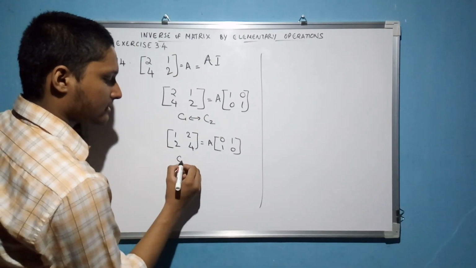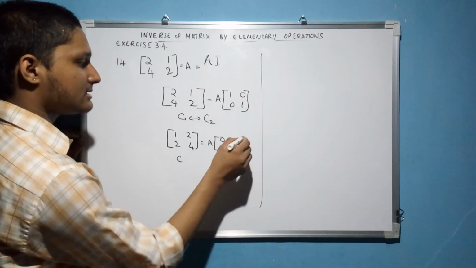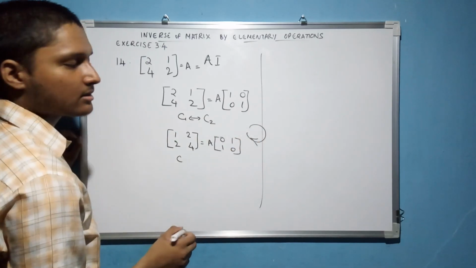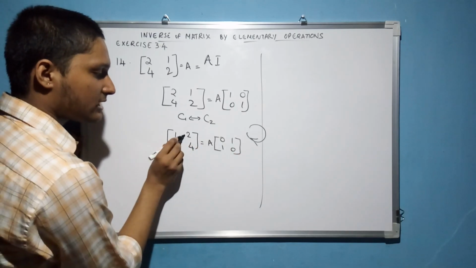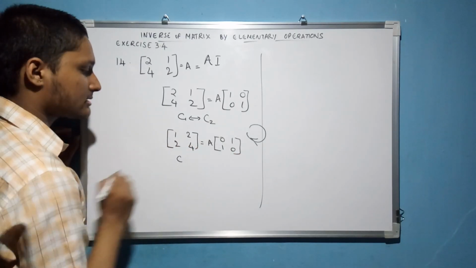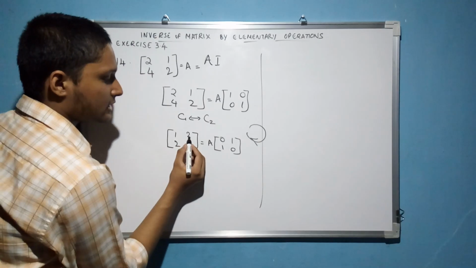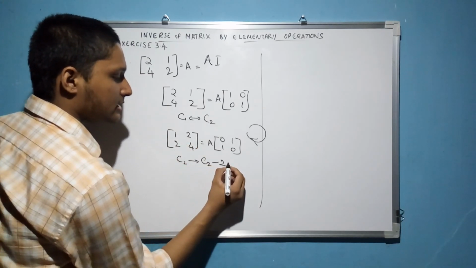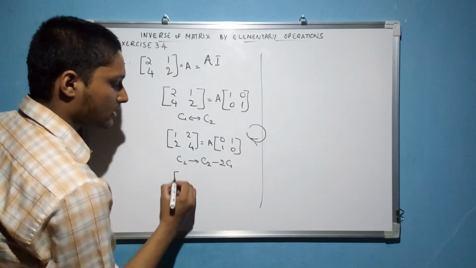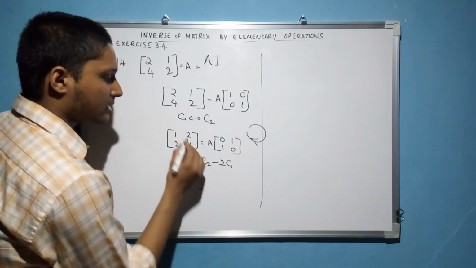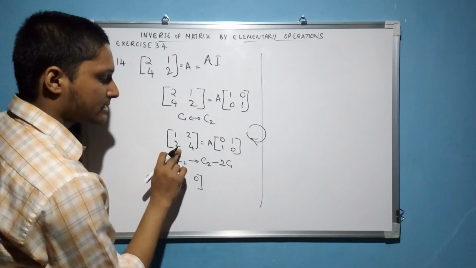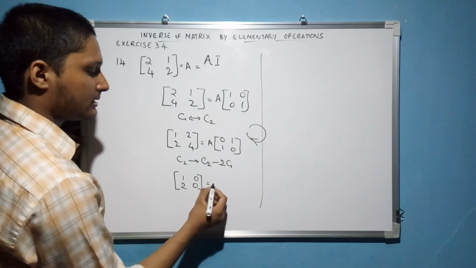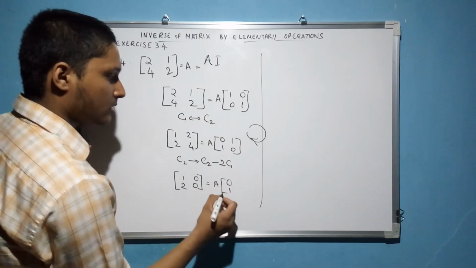I can write whatever I want. So now I'll take C. Since it is a column operation, I need to go in the clockwise direction. That is, I need to start from this 2 and go in the wrong direction. So if I need to convert this into 0, I need to make C2 minus 2 times C1. So for that, 2 minus 2 becomes 0. 4 minus 2 times 2, that is 0. That is equal to A into 0, 1.